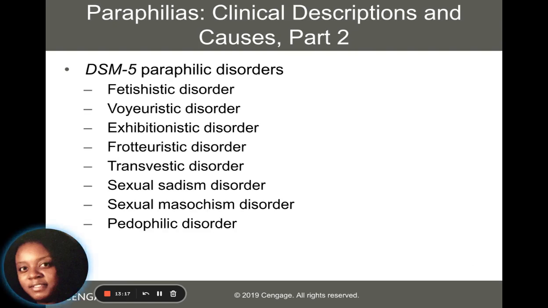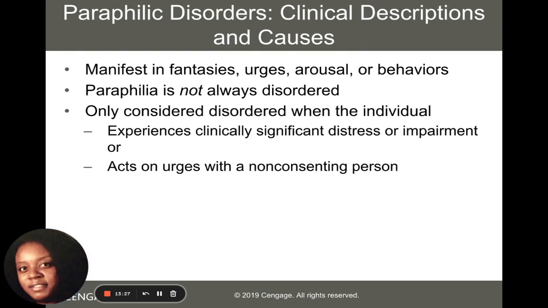There can also be high comorbidity with anxiety, mood, and substance use disorders. According to the DSM-5, there are a number of different paraphilic disorders, and you can see all of those listed here. We'll discuss each one. These disorders are often caused by fantasies, urges, arousals, or behaviors. Paraphilias are not always considered disordered. They're only considered disordered when the individual experiences a clinically significant level of distress or impairment, or they act on an urge with a non-consenting person.